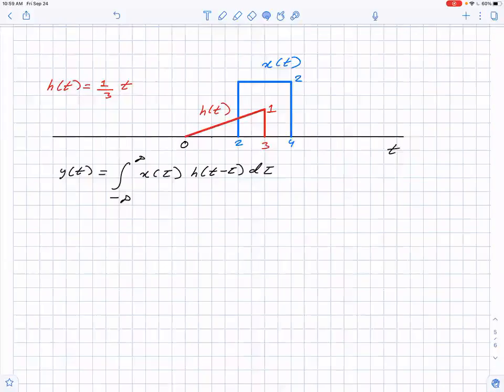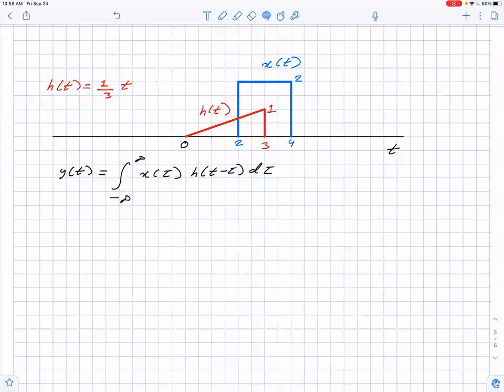Consider this problem. We have an LTI system and its impulse response is as shown here by the red function. It's h of t. And the input to this LTI system is x of t, which is a pulse of height 2 from time t equals 2 to t equals 4.